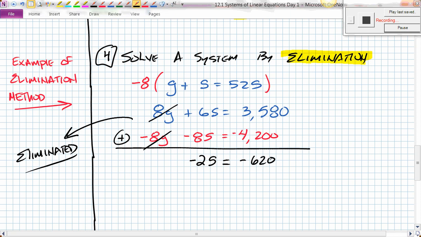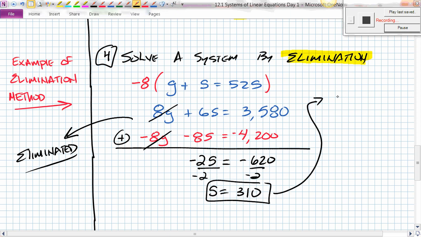Negative 620 dividing by negative 2 equals 310. So there were 310 senior tickets sold. Ooh, he knows. Yes. There were 215 general tickets. That's right, because if we add the general plus 310, it has to be 525. Did you get it right? Yeah. Oh, cool. The general tickets has to be how much? 215? All right, there you go.